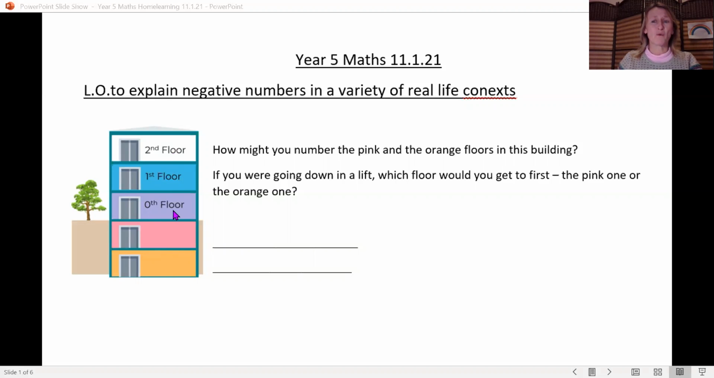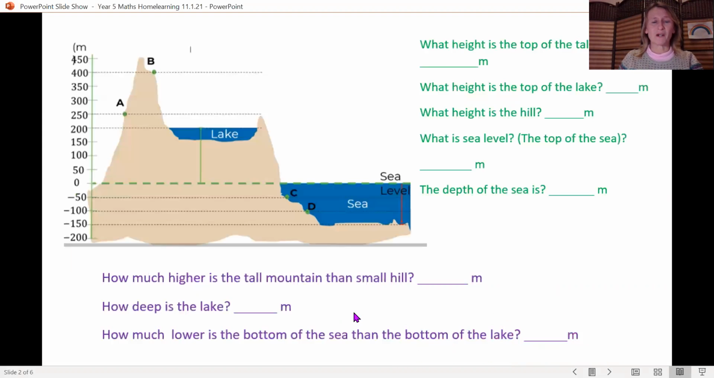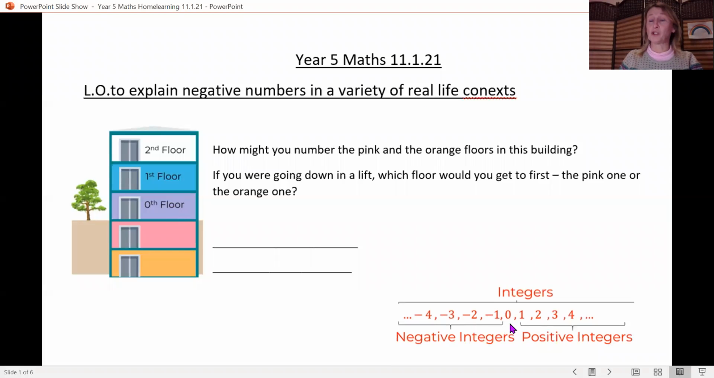Think about if you were going downwards, what floor would you get to first, the pink one or the orange one? So which one would be the first one you go down to? And how can you tell us that it's down below, not up to the 1st floor? Let's see what you come up with there. That's your first question. Now your second question, oh, now there's a clue there.